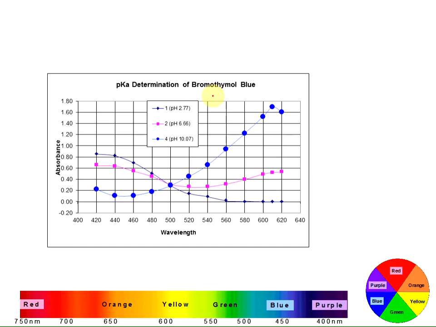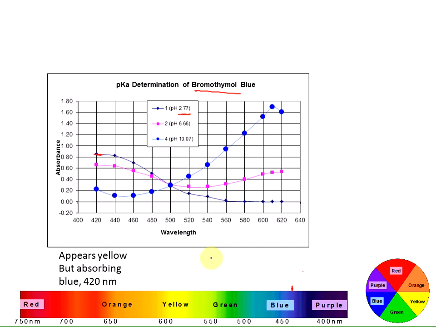We are going to be looking at bromothymol blue. This is an indicator, and we will be measuring the absorbance at four different pHs. We'll be measuring one at a very low pH, such as 2.7, and at 2.7, this peak corresponds to one of the species. At 2.7, we have a maximum absorbance at 420 nanometers. If it's absorbing strongly at 420 nanometers, this corresponds to blue light. If it's absorbing blue light, the complementary color is orange.